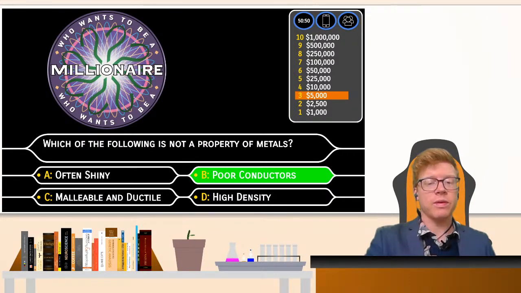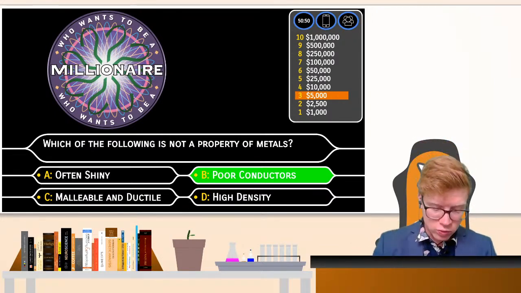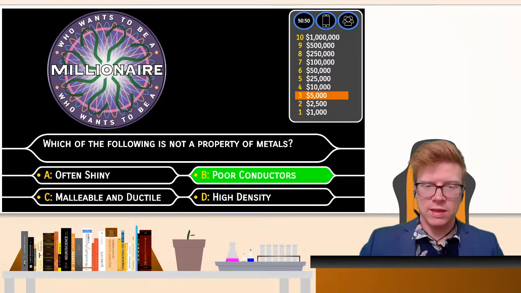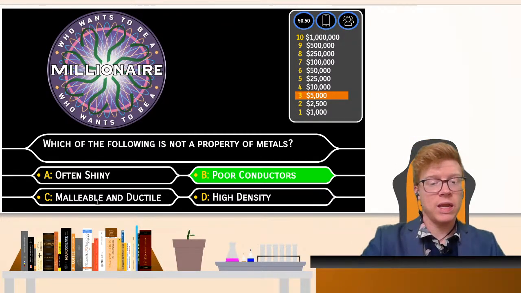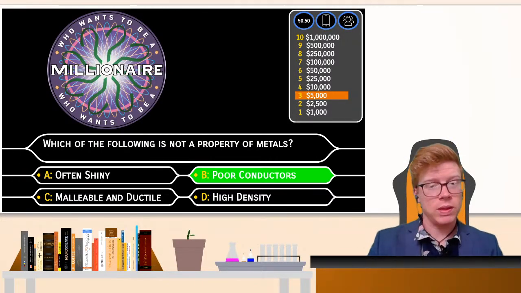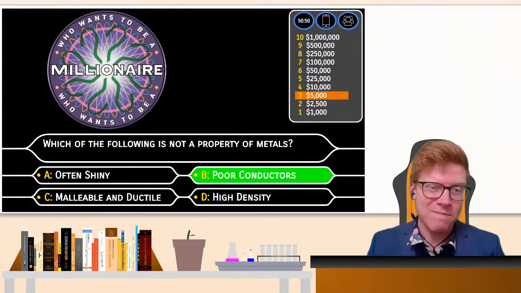And the correct answer is poor conductors. Metals are, or at least tend to be, really good conductors when it comes to electricity and to heat. They are often shiny, they are malleable and ductile, meaning that they can be stretched and bent without breaking and snapping easily. They're not brittle, and they tend to have a really high density.